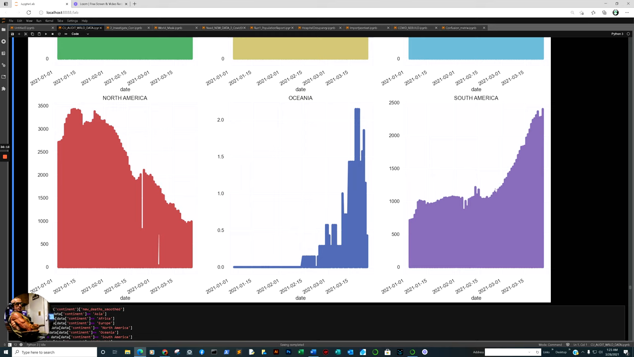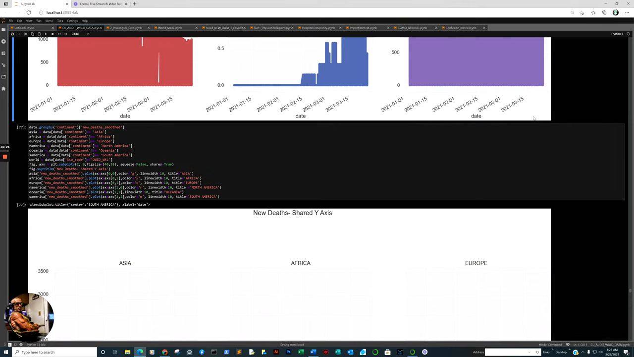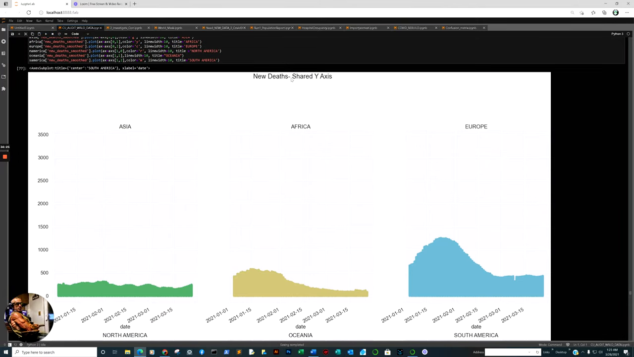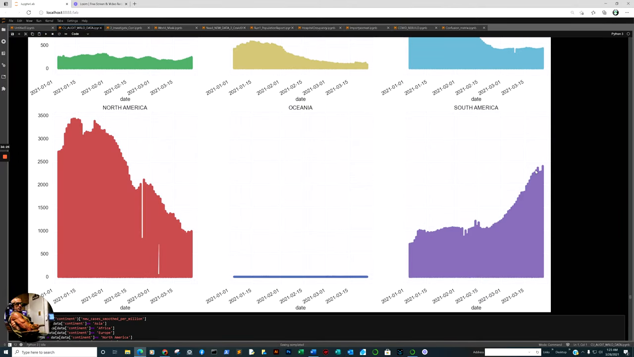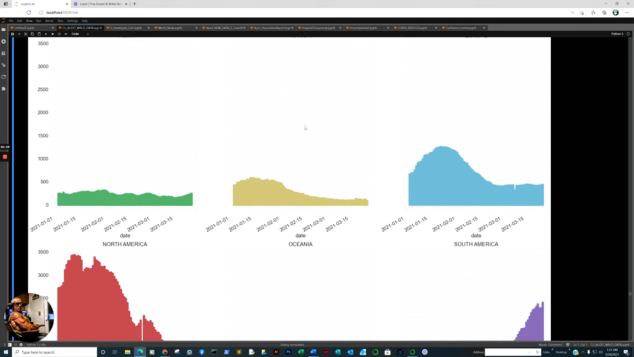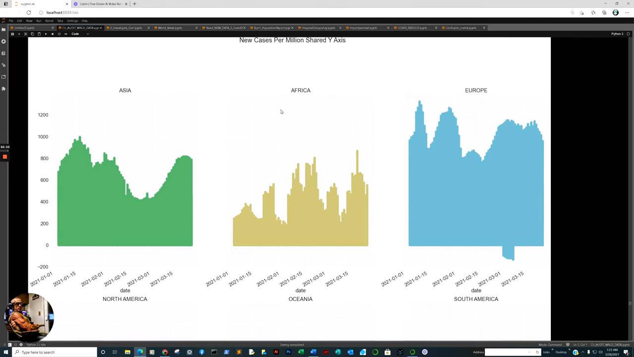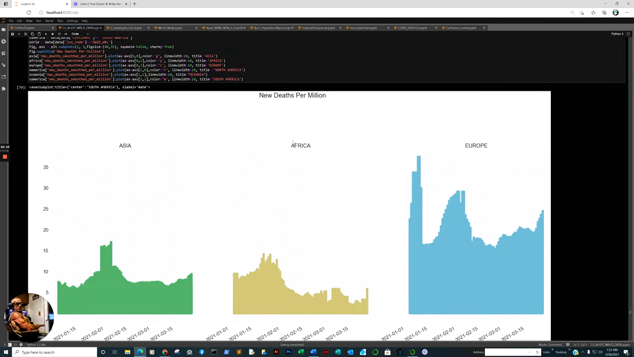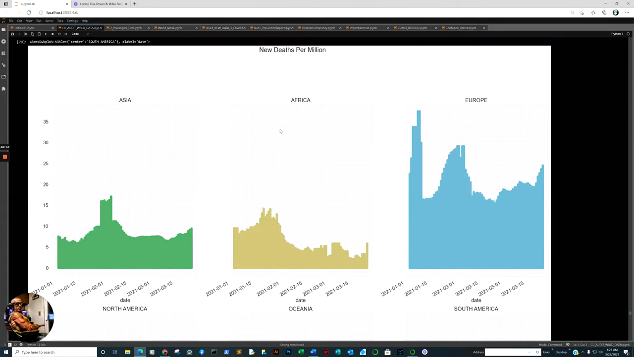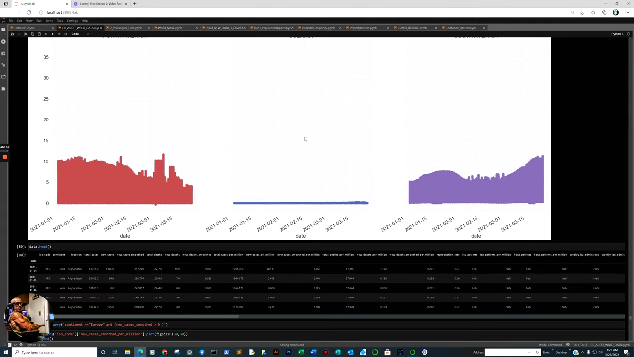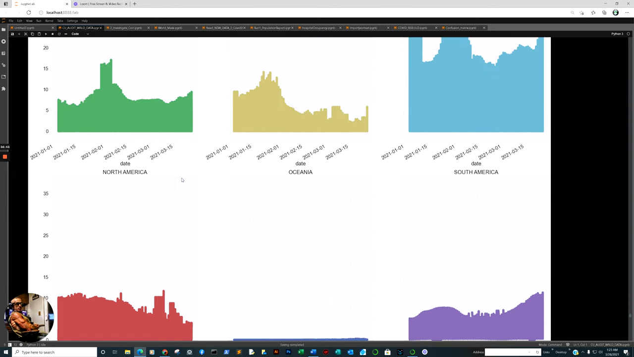The mortality rate is just way higher than makes sense. But we're going to look at Brazil in a second. We look at the shared y-axis, South America. Something with the Western Hemisphere right about now. So let's put it that way. At least our side, I should say. New cases per million, shared y-axis. All right, and here we are, new deaths per million. And we're actually, I mean, this is per million, keep in mind.